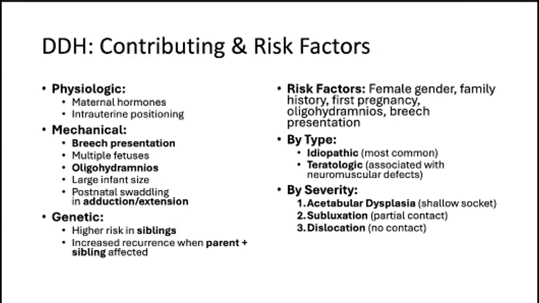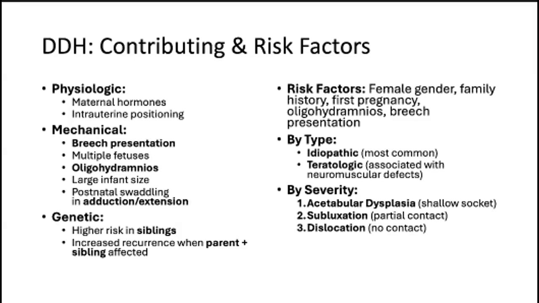So physiological factors, they think maybe maternal hormone secretions, intrauterine positioning. We can have mechanical factors where if we have a breech presentation, if we have more than one fetus in there, if the kid has a really large infant size, postnatal swaddling with hip abduction and extension. There's genetic factors. Other risk factors seem to be female gender, family history, first pregnancy because it limits the fetal movements, breech presentation because it limits the movements and places the hips in flexion adduction.